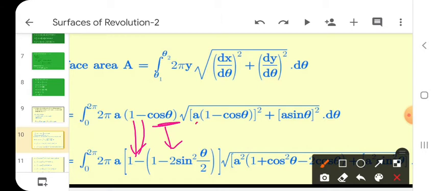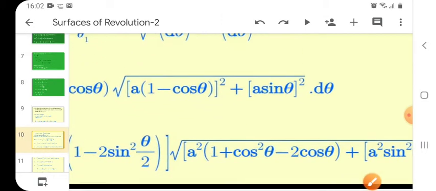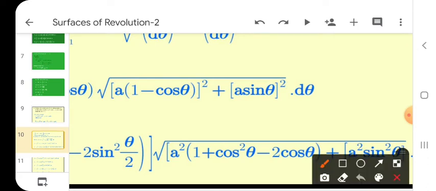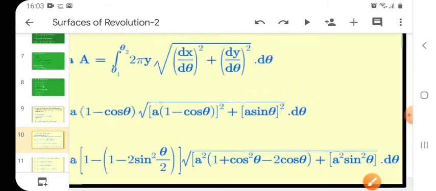And here we have the square. What is a whole square? It means a square. 1 minus cos theta whole square, using the (a minus b) whole square formula: what is that? 1 plus cos square theta minus 2 cos theta. That is a square plus b square minus 2ab, plus a sin theta whole square means a square sin square theta. Here also I take a square common in the root.